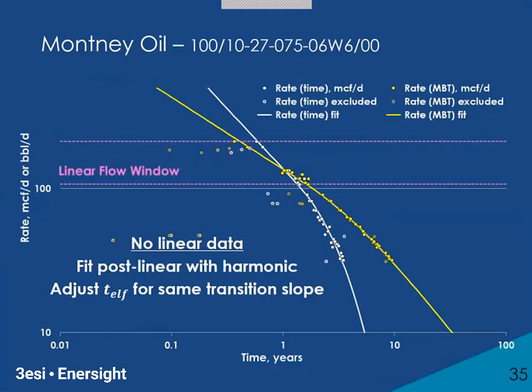Switching to Montney oil now, and I can't remember where this is, but it's on the Alberta side, and it's north of Kakwa. And so here, again, showing that we have data in both sides to analyze this data. But look how early the end of linear flow is happening. It's under a year, or maybe it's 1.5 years, something like that.